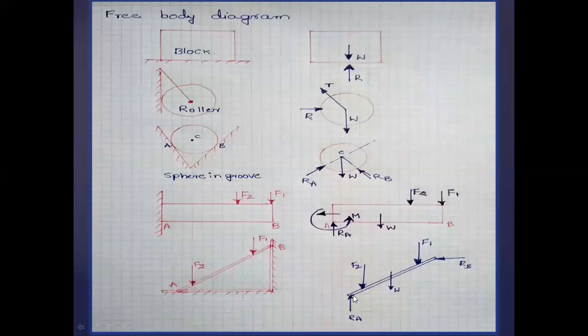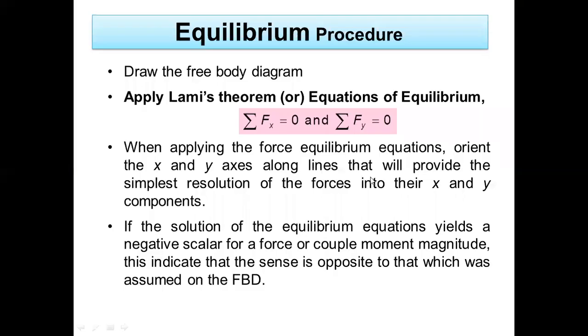To represent the free body diagram, I have isolated the body and here I have written the contact point A and the contact point B for the wall. And here you see there are two forces which are acting, F1 and F2. And also I mentioned the self weight of the ladder, which is equal to W, and the reactions RA and RB.